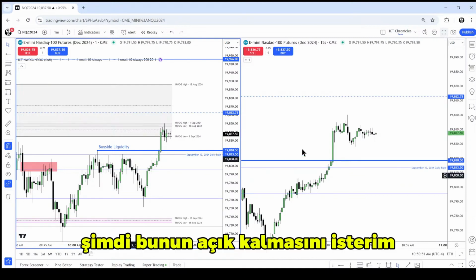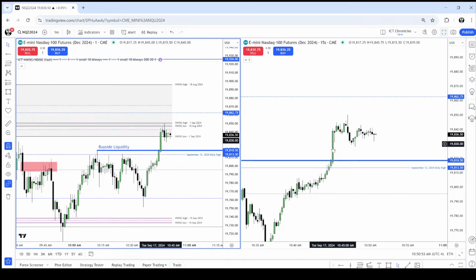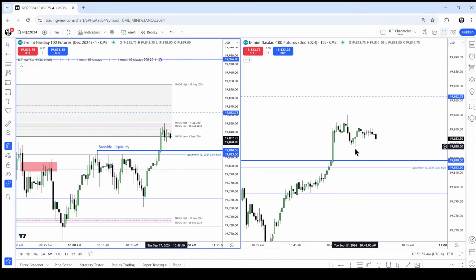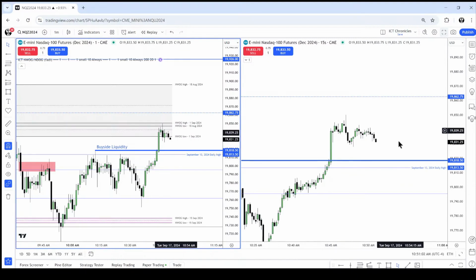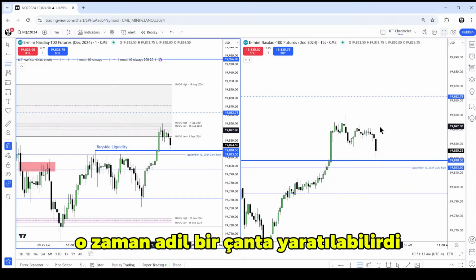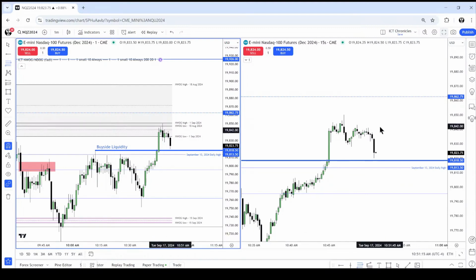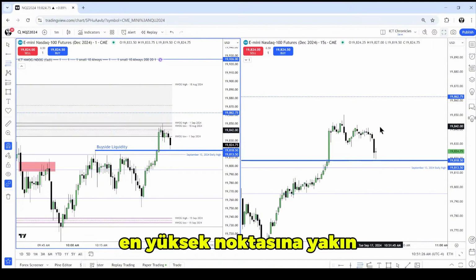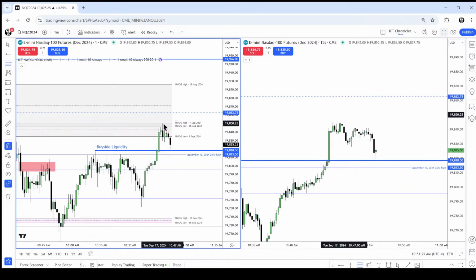Now I would like to see this stay open because we already dropped into it here. And it didn't stay open there. But I would have seen it stay open if it started to displace higher. Then that could have created a fair value gap. That's what I mean by that. So new week opening gap on September 1st, just about near its high there.